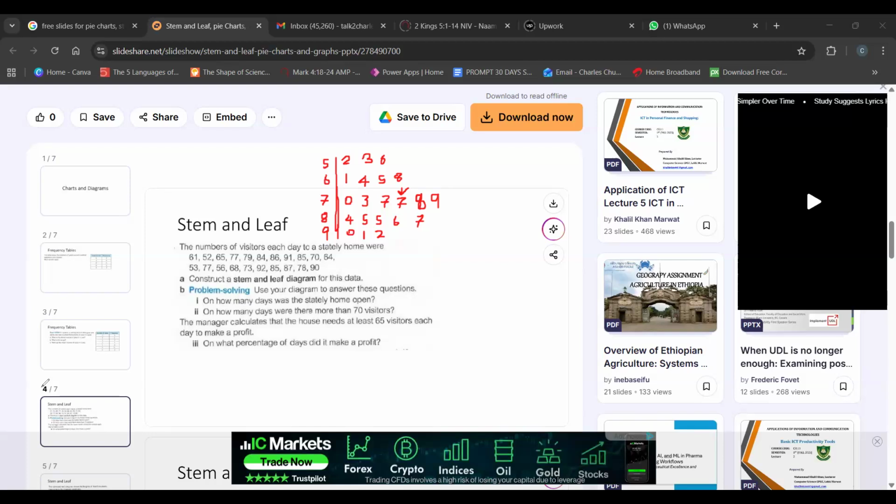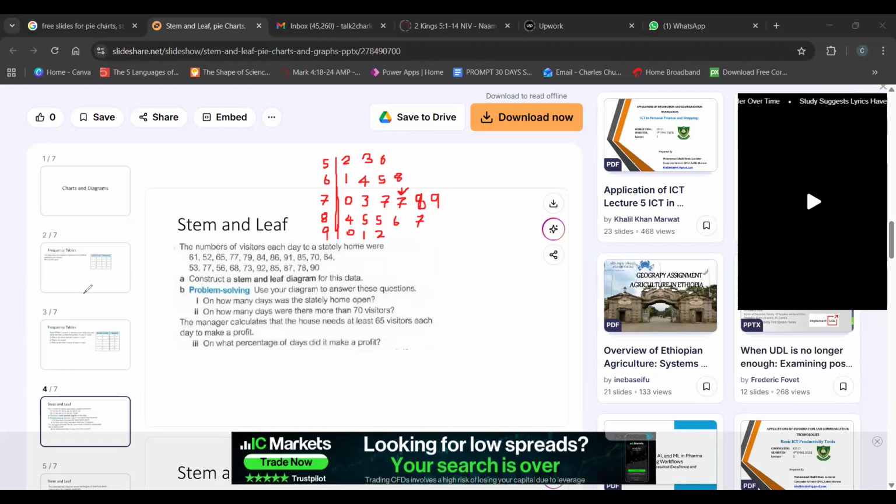For the problem solving B1, would it be 21, like the number of days there are? Okay, let's see. B1 says, on how many days was the stately home open? Yes, that's it. Number of days. That would just be it.